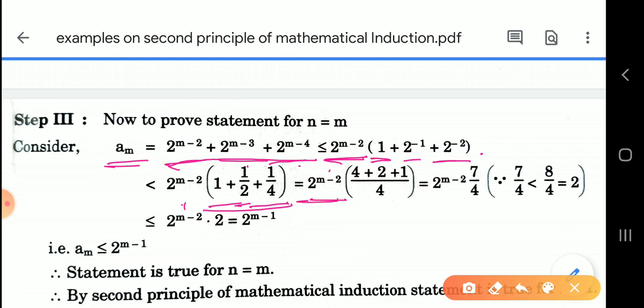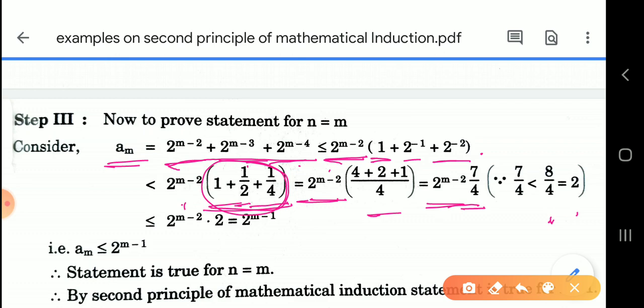We made the denominator the same, 4 for all, and solved. That is (4 + 2 + 1)/4, that means 7/4. That is 2 raised to m minus 2 times 7/4. Okay, but 7/4 is less than 8/4, since the value of 8/4 is 2. So in place of 7/4 we can write 2, which is greater.